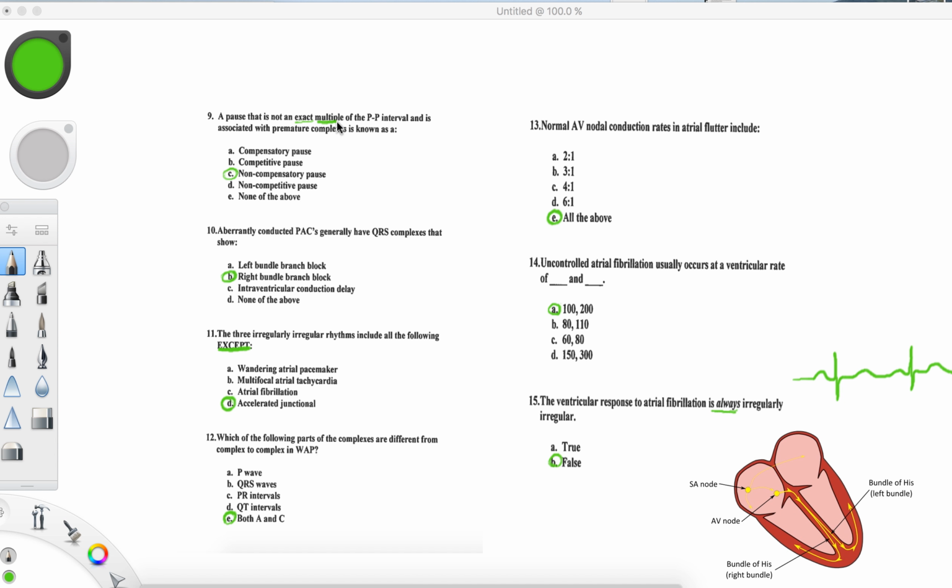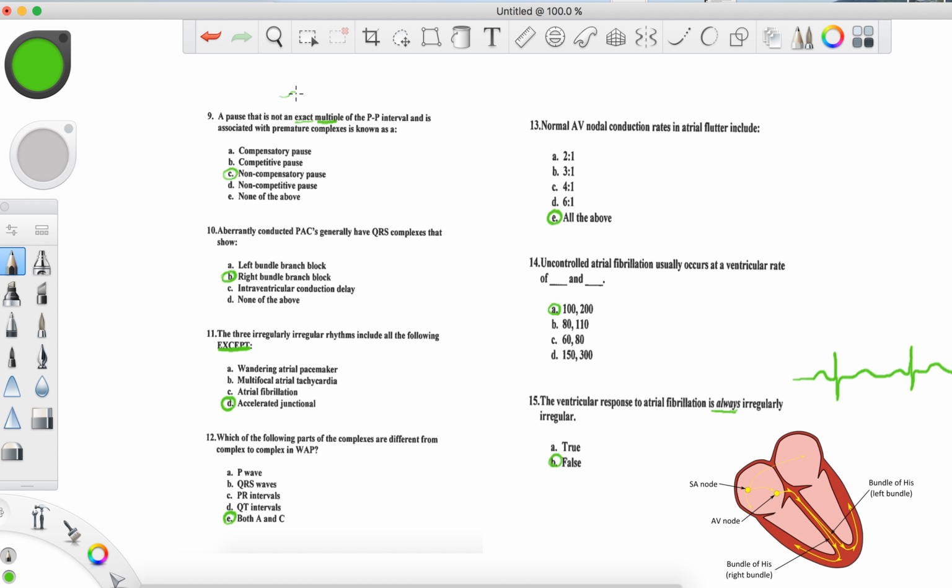So, exact multiple of the P to P interval. Again, we have our QRS, and we're looking for that exact multiple, meaning we expect it to show up in the same time frame. And when the next complex doesn't show up in the correct time frame, then that means there is a non-compensatory pause. There is no pause to allow you to stay in the correct rhythm. You just return out of sync, all right?